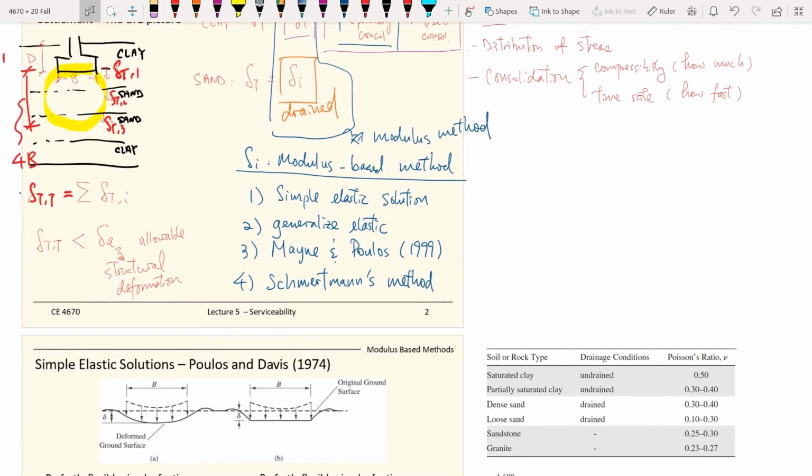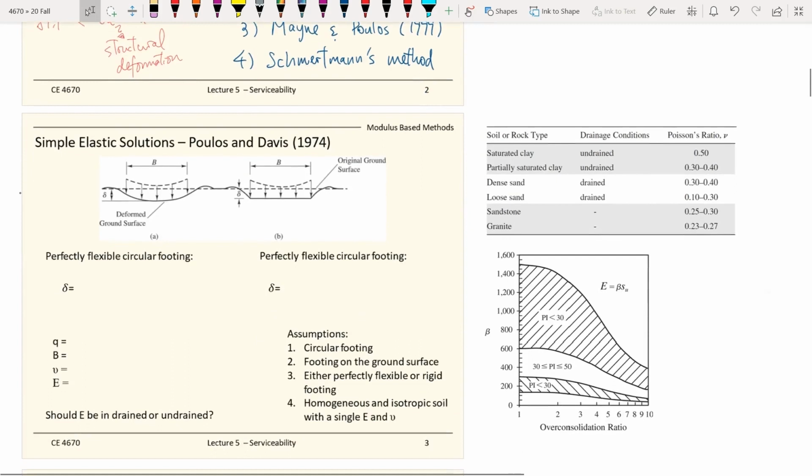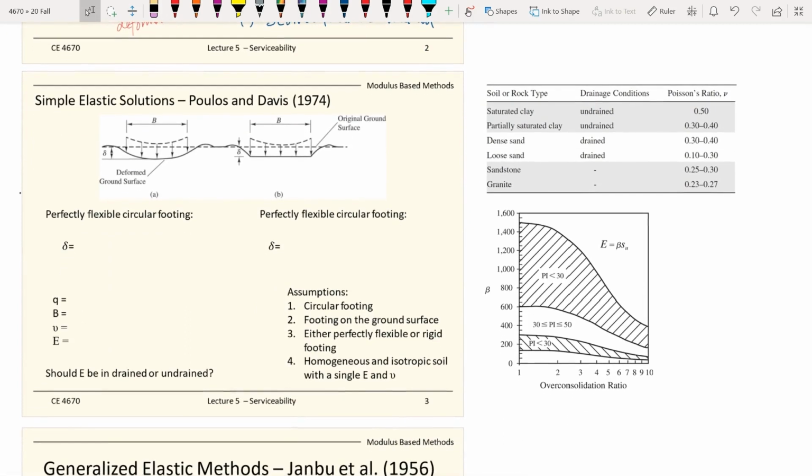Okay, so first let's look at our very first simple elastic solutions. The first modulus based method, the simple elastic solutions, comes out from Poulos and Davis's 1974 paper. First, it considers two scenarios. One is flexible circular footings. The limitation of this method is that it only works for circular footings. The other one is the perfectly rigid. There's a typo here, so this should be rigid. And one is perfectly flexible.